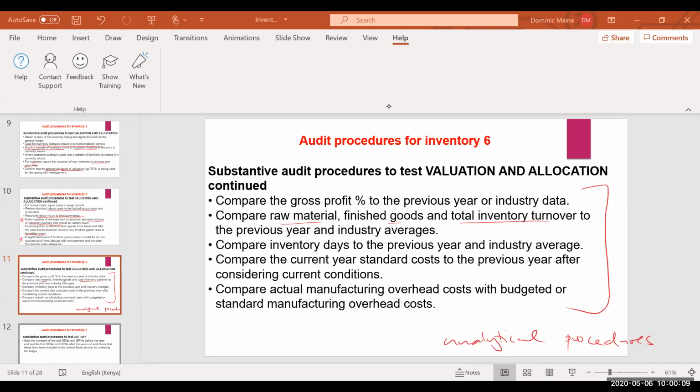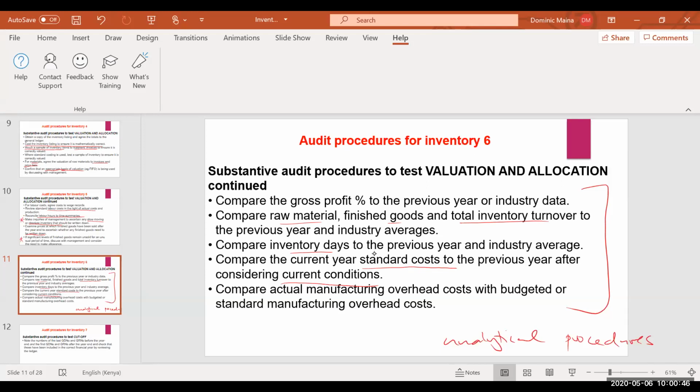Because if you're taking longer to make the sale, most likely it could mean that the company's inventory is becoming obsolete. Therefore, when it comes to the valuation of the inventory, we need a lower value compared to what we had last year. That's the essence of comparing the inventory days. We're also going to compare the standard cost for this year with the previous year. That's another way of comparing.